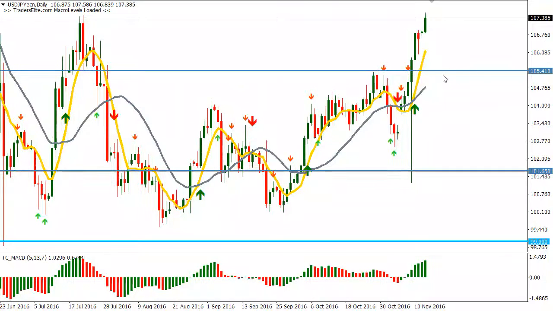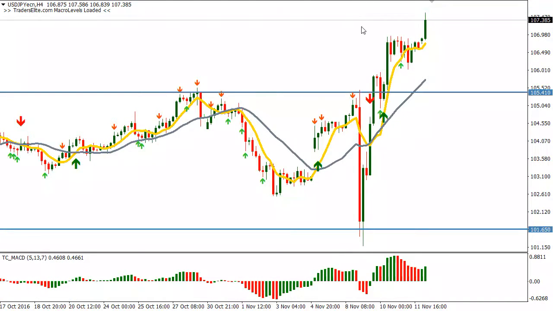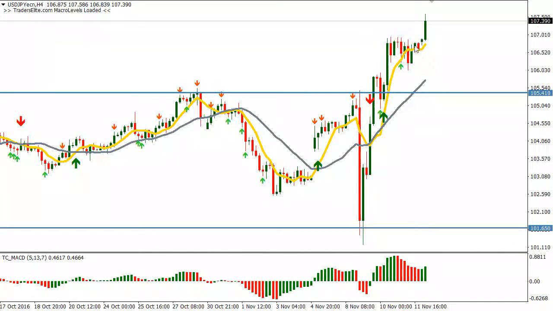I'd really like it to come back down to 105.41. If it does, price flip to the upside with the strength of the macro level acting as support, boom, that would be a good trade to take. At this stage, it is moving quite a lot, and it's showing no signs after this recent consolidation. But we're really early in the trading week, so let's see what happens.